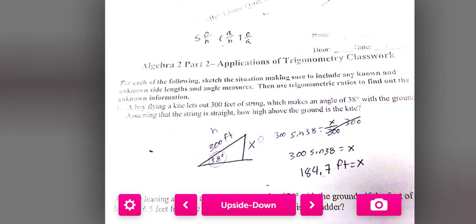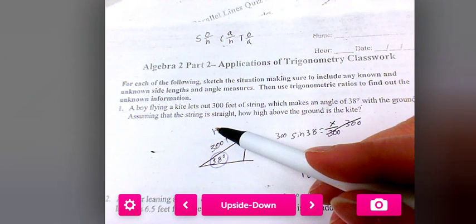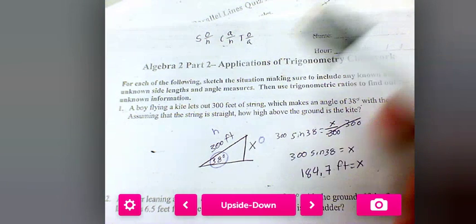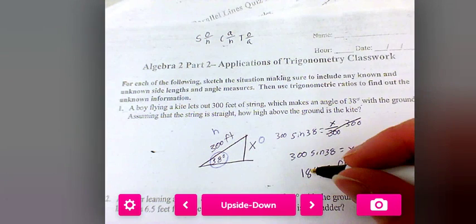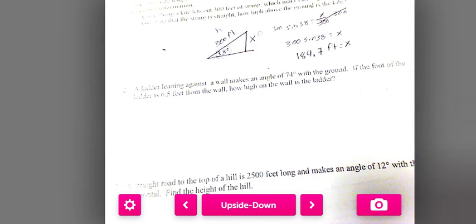Gentlemen, we are looking right here. We have figured out number one, that we have the opposite and the hypotenuse, and we found that the answer for how tall the kite is in the air is 184.7 feet. We're going to look at number two. I gave you guys some time to look at this.